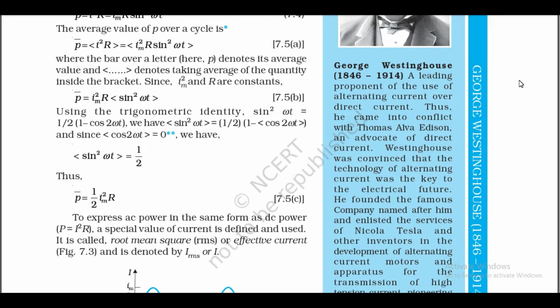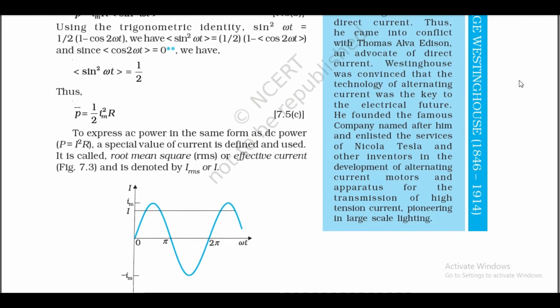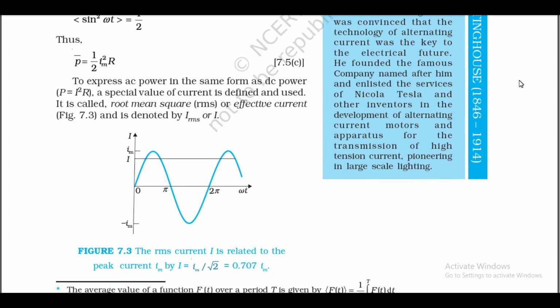Using the trigonometric identity, sine squared omega t = 1/2 (1 minus cos 2 omega t), we have <sine squared omega t> = 1/2 (1 minus <cos 2 omega t>), and since <cos 2 omega t> = 0, we have <sine squared omega t> = 1/2. Thus, p bar = 1/2 im squared R.